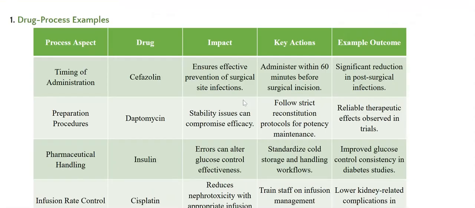Summary tables. Next, we have tables to summarize what we have covered through this lecture. A table on drug process examples: process aspect, drug impact, key actions, example outcome. Process aspects: we have timing of administration, preparation procedures, pharmaceutical handling, infusion rate control, and dose standardization.